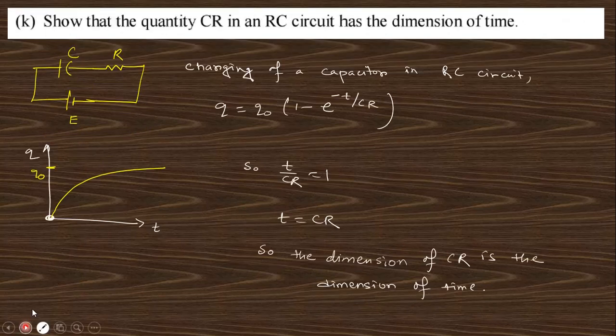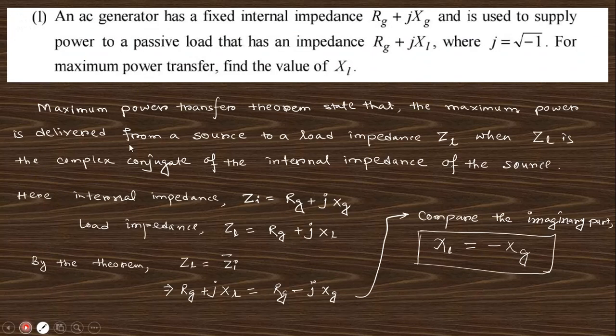Clear? Next question. Show that the quantity CR in the RC circuit has the dimension of time. You know the charge in this RC circuit is Q equal to Q0 e to the power minus t by RC. Here the dimension of the exponent is 1. So t by CR equals 1, so t equals CR. So the dimension of CR is nothing but the dimension of time. Clear?